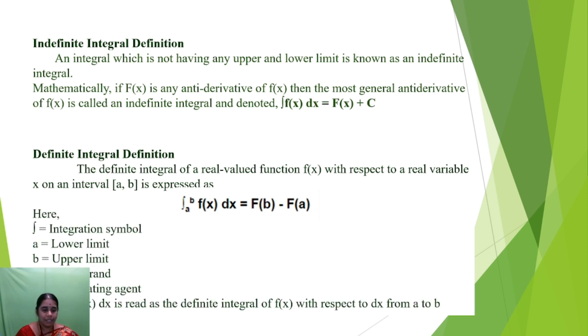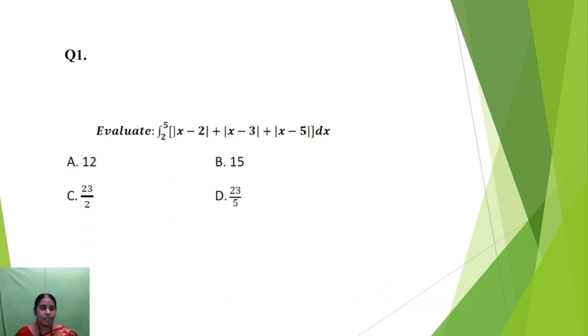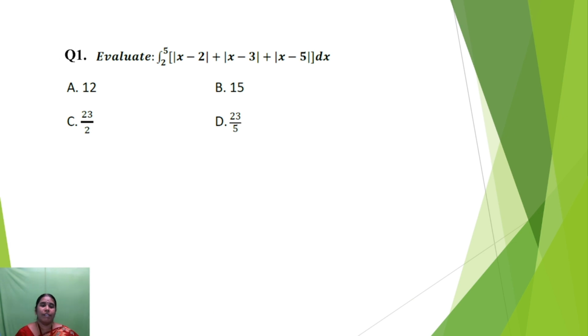Next, the integral from a to b of f of x dx is read as: we are integrating f of x with respect to x from a to b. First question: evaluate the integral from 2 to 5 of |x minus 2| |x minus 3| |x minus 5| dx. Here the question is not in an ordinary form. They have given it in terms of modulus, so we have to be very careful to solve it. The answer is 23 by 2, which is option C.